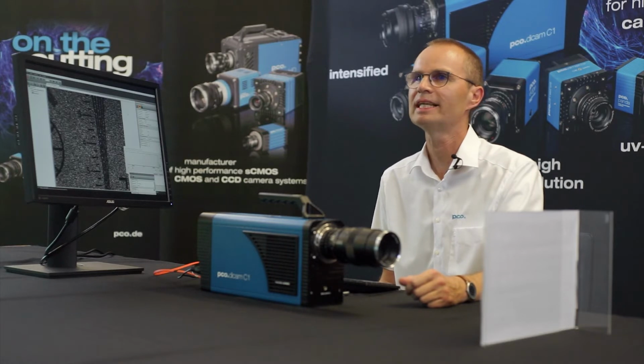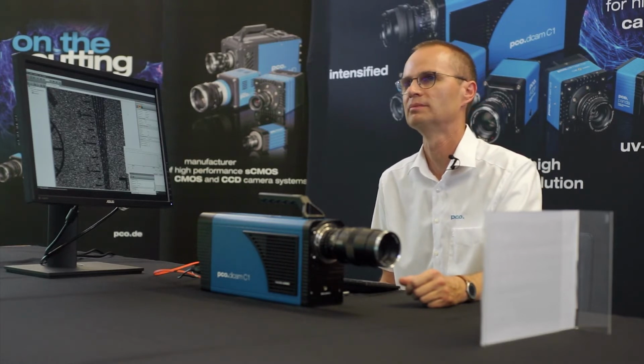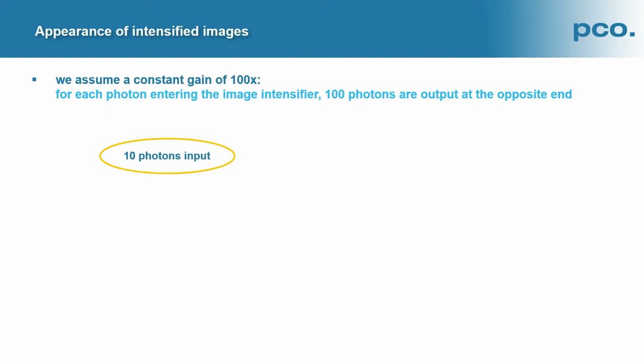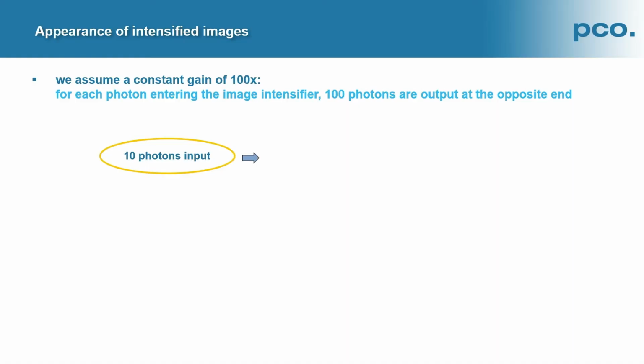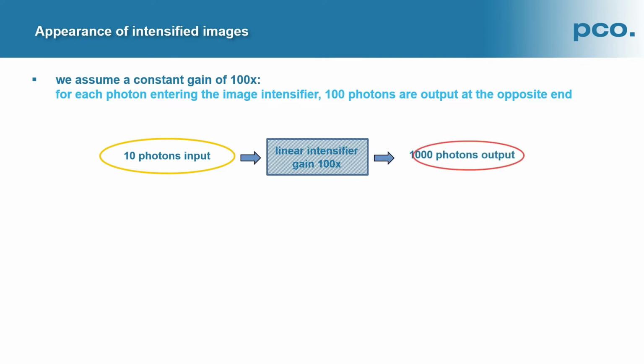Let's do the calculation for our 10-photon example. We assume a constant linear gain of 100 times. So the meaning is, for each photon entering the image intensifier, 100 photons are output at the opposite end. So going back to our 10 photons example, the linear constant intensifier gain produces a signal of 1000 photons at the output.